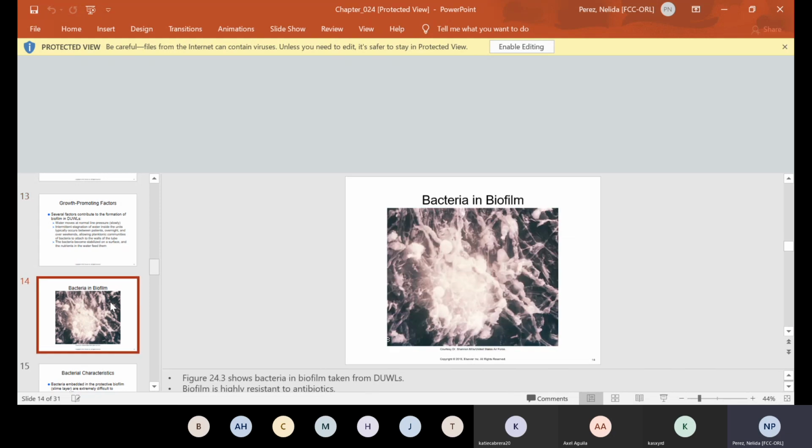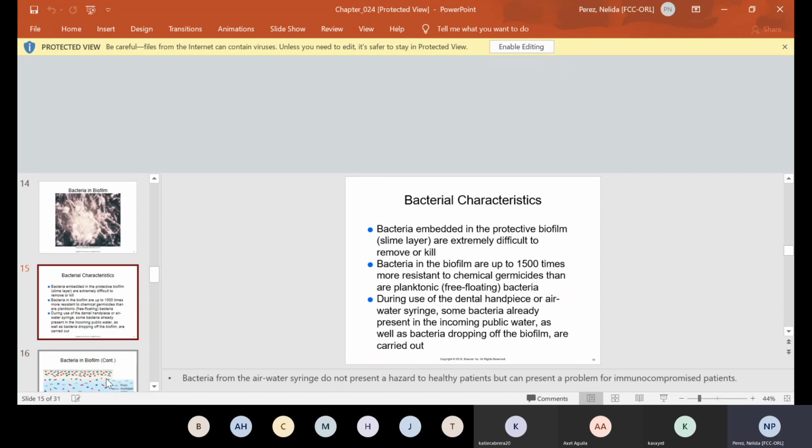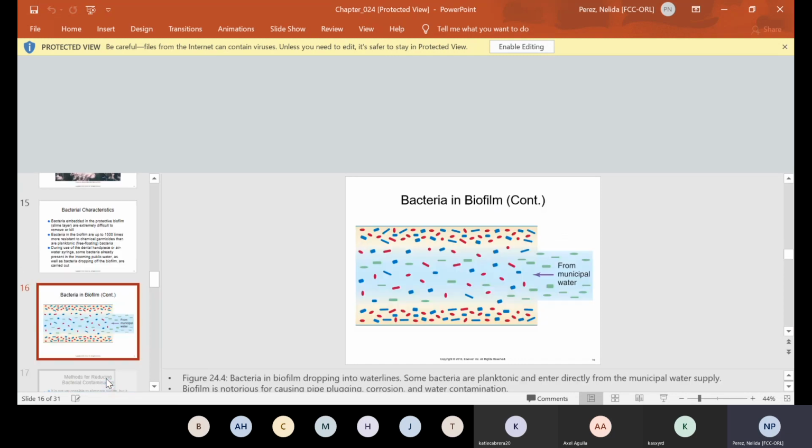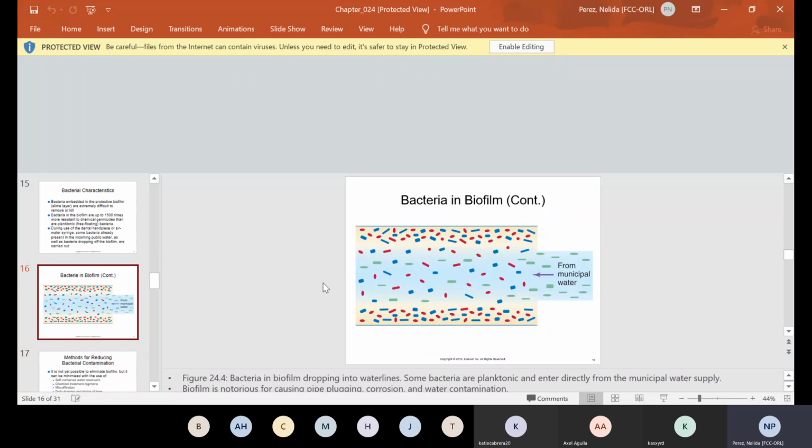Again, if we had a microscopic magnification of our biofilm, this is what it would look like. Now, the characteristics: the bacteria embedded in the protected biofilm, that slime layer, are extremely difficult to remove or kill. Bacteria in the biofilm are up to 1,500 times more resistant to chemical germicides than our planktonic, free-floating bacteria. During use of the dental handpiece or air water syringe, some bacteria already present in the incoming public water, as well as bacteria dropping off the biofilm, are carried out. So again, this is why I tell you guys, make sure you run the lines first before you squirt any water in the patient's mouth.